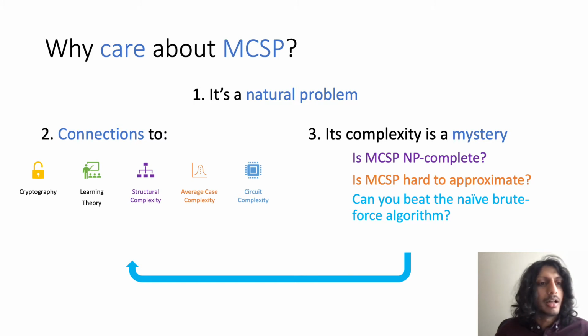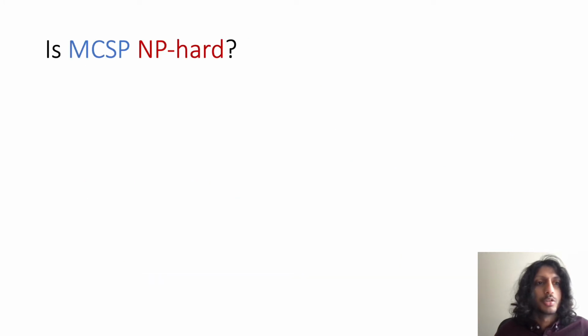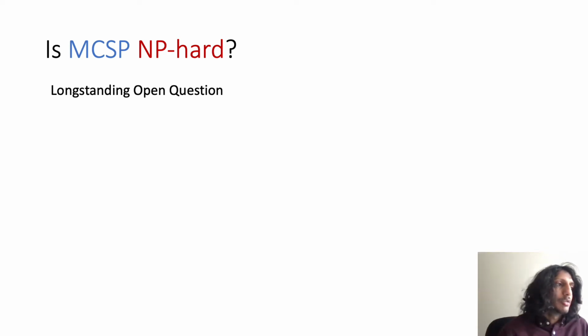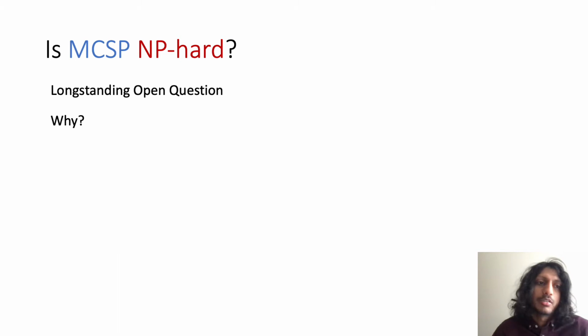But I'll end it with that, and now return back to the main motivation for this work, which is: is MCSP NP-hard? And as I mentioned earlier, this is a long-standing open question. It goes all the way back to Levin, and in some sense even earlier than that. And you might ask, why? We know lots of problems are NP-hard. Why does this particular problem seem to resist our ability to show that it's NP-hard?